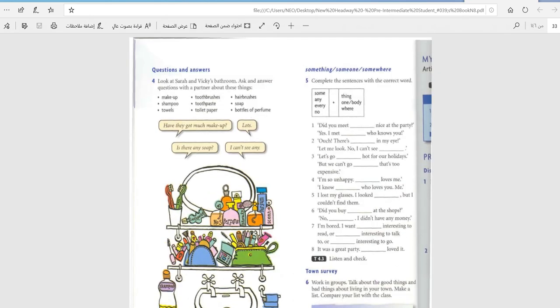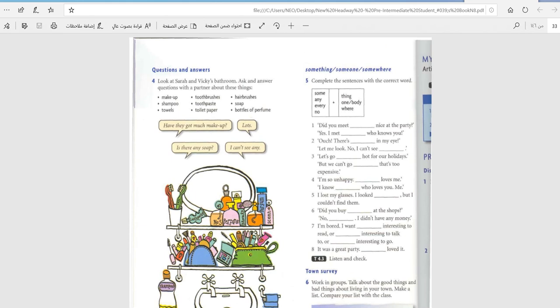Questions and answers. Look at Sarah and Vicky's bathroom. Ask and answer questions with a partner about these things. Makeup, shampoo, towels, toothbrush, toothpaste, toilet paper, hairbrush, soap, bottle of perfume. ميك اب اللي هو المكياج، شامبو اللي هو الشامبو اللي هو خاص بالشعر، تاولز اللي هو البلسم، توث برش فرشاة أسنان، توث باست معجون أسنان، تواليت بيبر ورق تواليت، هير براش مشط، سوب صابون، بوتلز اوف بيرفيوم علب للعطور.